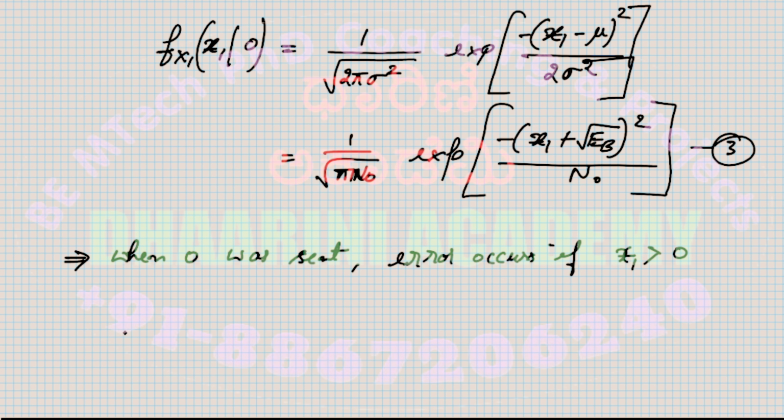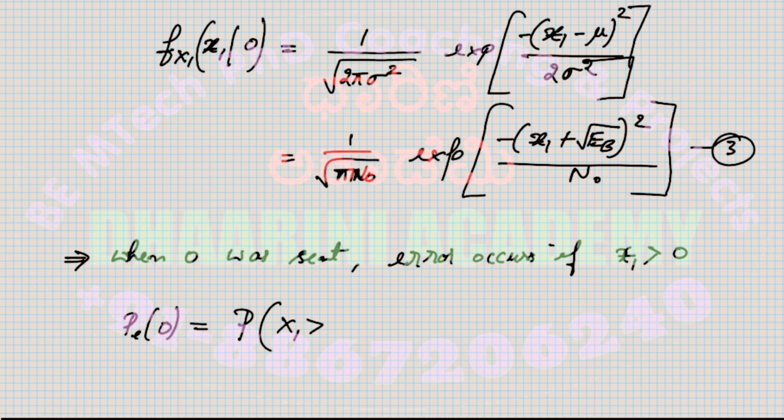So how do you write that? That is, the probability of error when 0 was sent is equal to the probability that x1 is going to be greater than 0, given that the symbol 0 was sent. That's a condition, right? When 0 was sent and even after that you receive the symbol in the region of 1, that's an error. Okay, very straightforward concept.